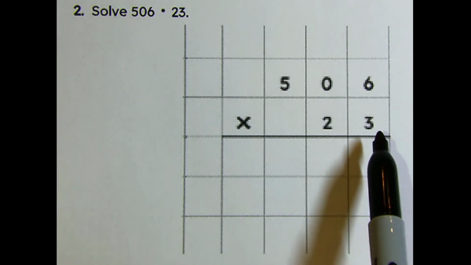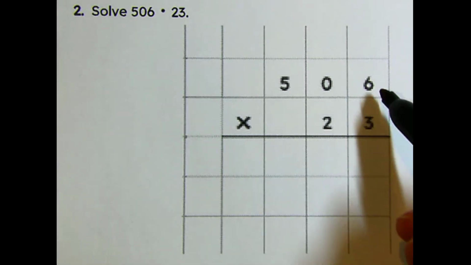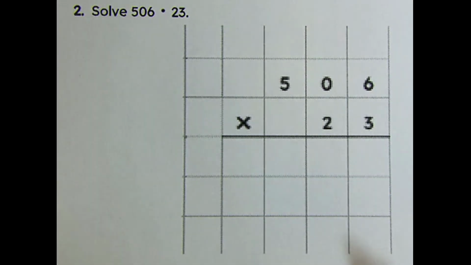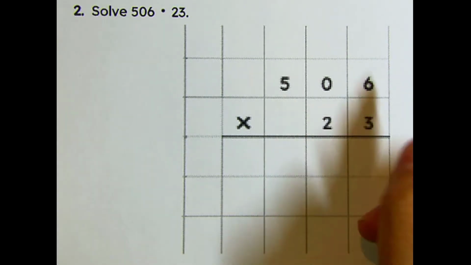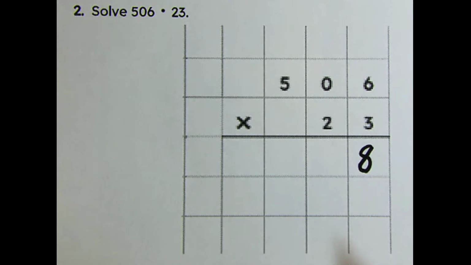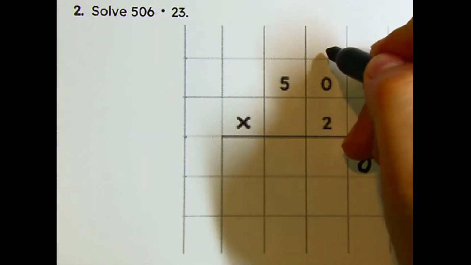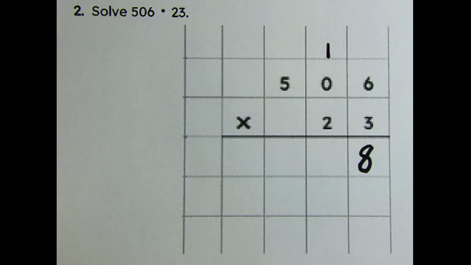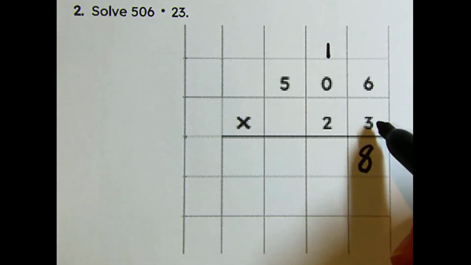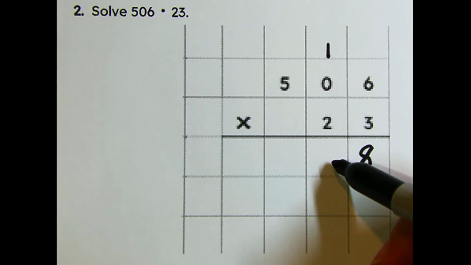So first, I'm going to multiply 506 by 3 ones. Ones times ones is ones. 6 times 3 is 18. So I write an 8 in. Now, 18 ones is the same as 8 ones and 10 ones, and that 10 ones I'm going to regroup, so I have a 1 in the tens column. Because now, when I multiply ones times tens, I'll have tens.